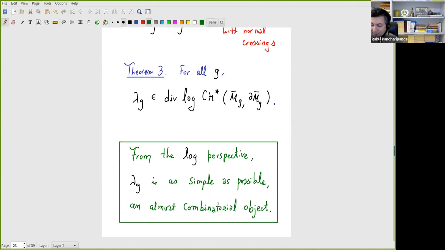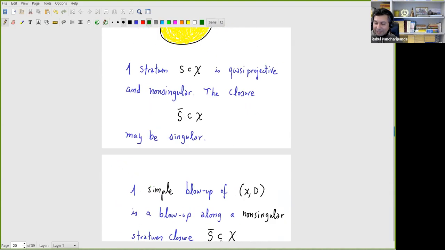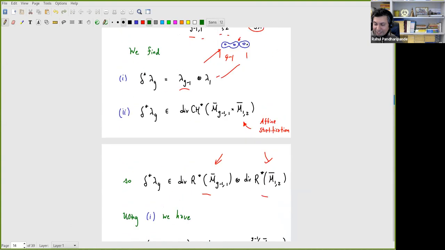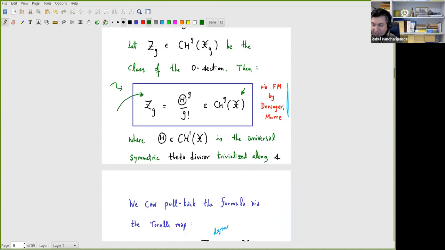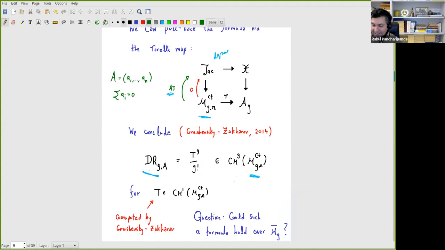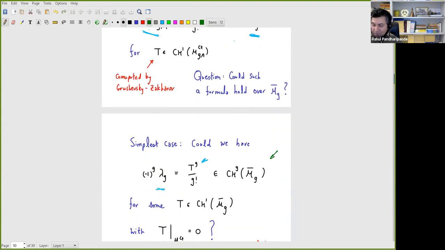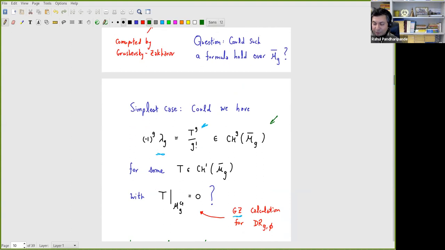Okay, so anyway, what I want to say is that from this log perspective, lambda_g is as simple as possible, and it's almost a combinatorial object. It is not the case that we agree with this statement; in some sense, we disprove it, but there's some question about what that means. One can wonder whether this exact statement holds in log Chow, whether it's actually a g-th power there. The thing that we can disprove is that even this precise g-th power statement doesn't hold in log Chow if you insist on this normalization.